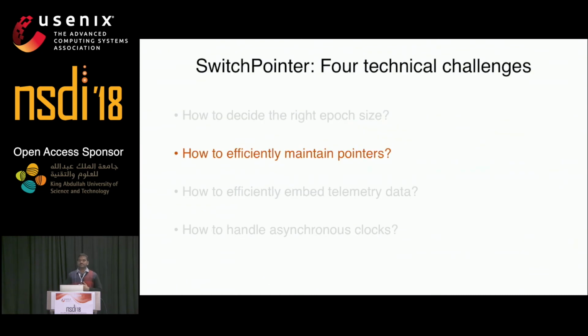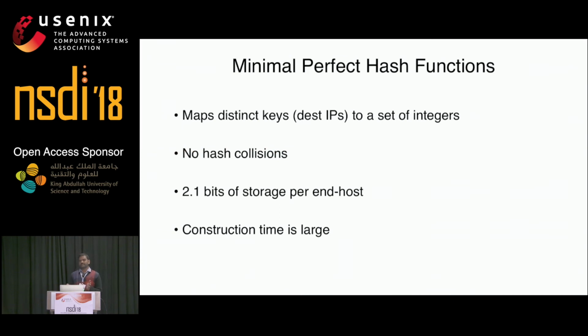And the second challenge is how to efficiently maintain and update pointers in the data structure. One idea is to use a hash table, but it requires either large memory to keep the collision probability low, or more operations per packet which may not keep up with the line rate. We resolve this problem using a minimal perfect hash function.